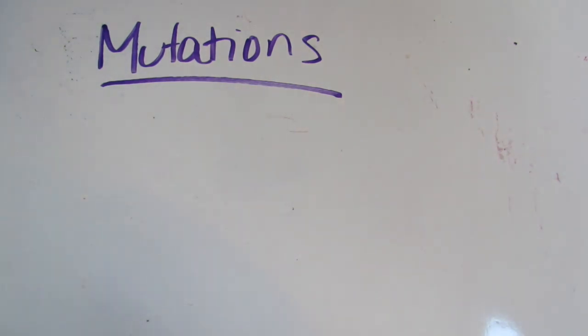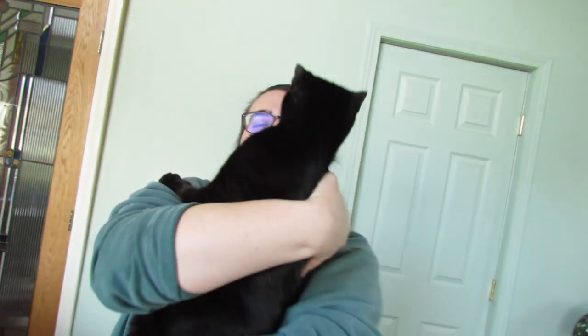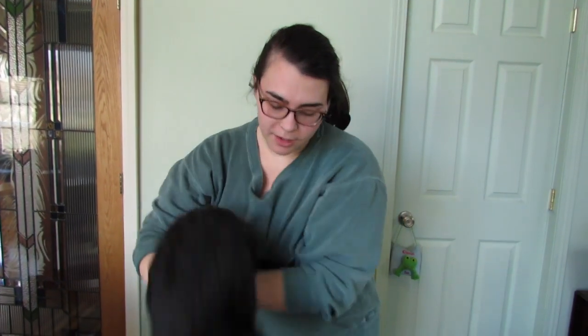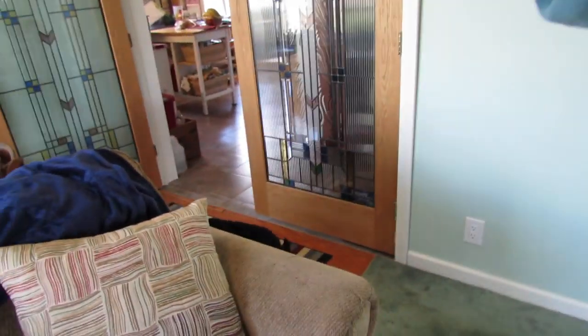I have a great example of a mutation, and it is my cat, Salem. Look at his little feet. So this is Salem. He has extra toes on each of his paws. So where normal cats have like 4 toes on top, he has about 6. I love you. Thank you, Salem. Oh, bye-bye.